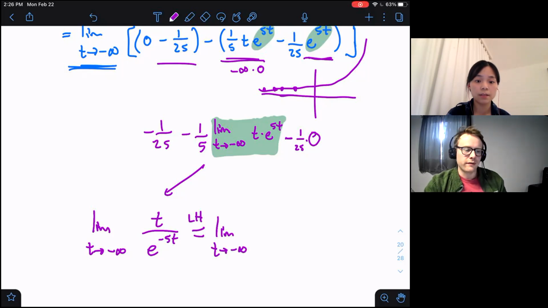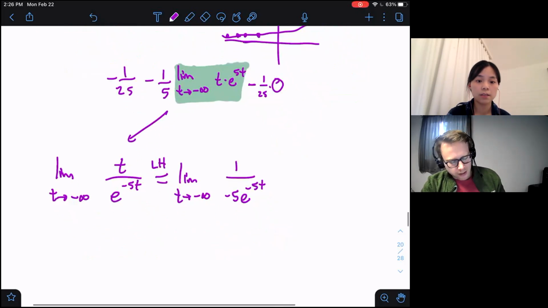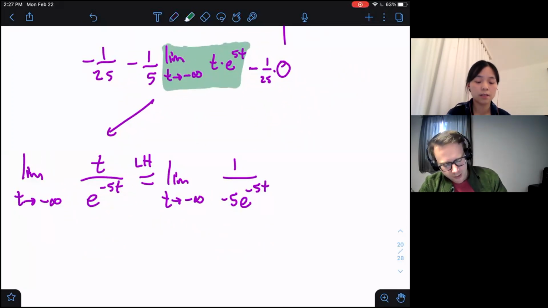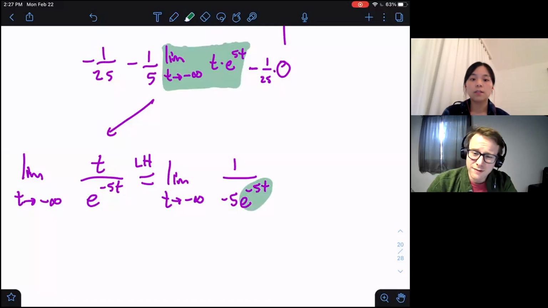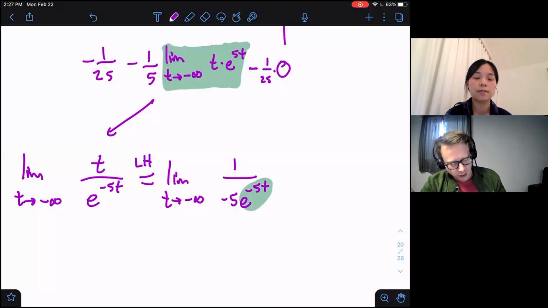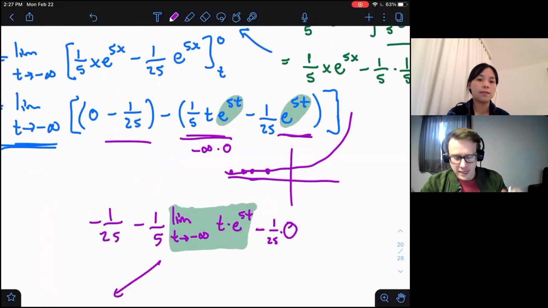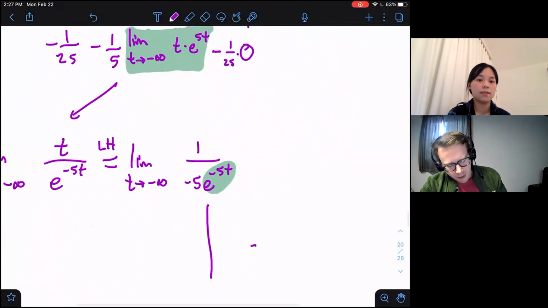When we take the derivative of the top and the bottom, we get 1 divided by negative 5e to the negative 5t. And again, t is going off towards negative infinity. So there are a couple of things going on here. Let me quickly look at this bit, e to the negative 5t. We already drew a picture for e to the 5t. E to the negative 5t is very similar, but it's swapped around a little bit. It looks like this.